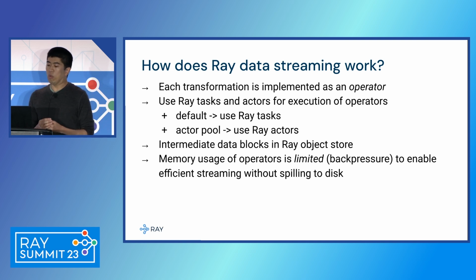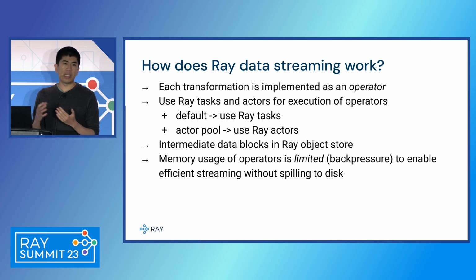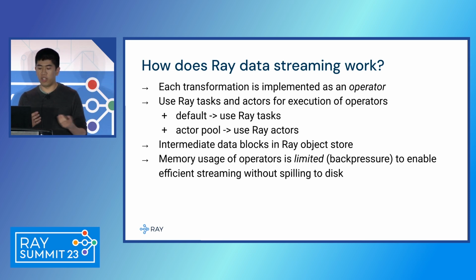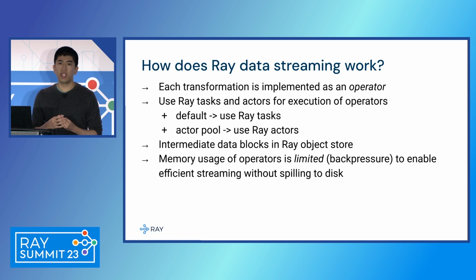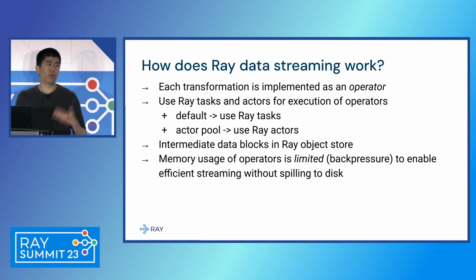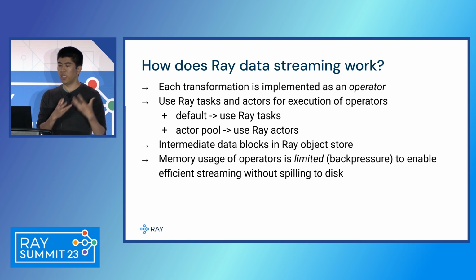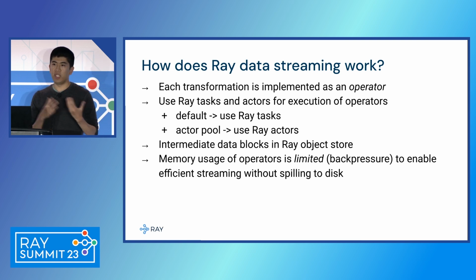For example, if you're using the default execution strategy for an operator, it's just going to use Ray tasks to execute your UDFs for transformations. If you specify an actor pool, of course, it's going to use Ray actors to run your code. So intermediate data between these stages, between these tasks and actors, are data blocks in the Ray object store.